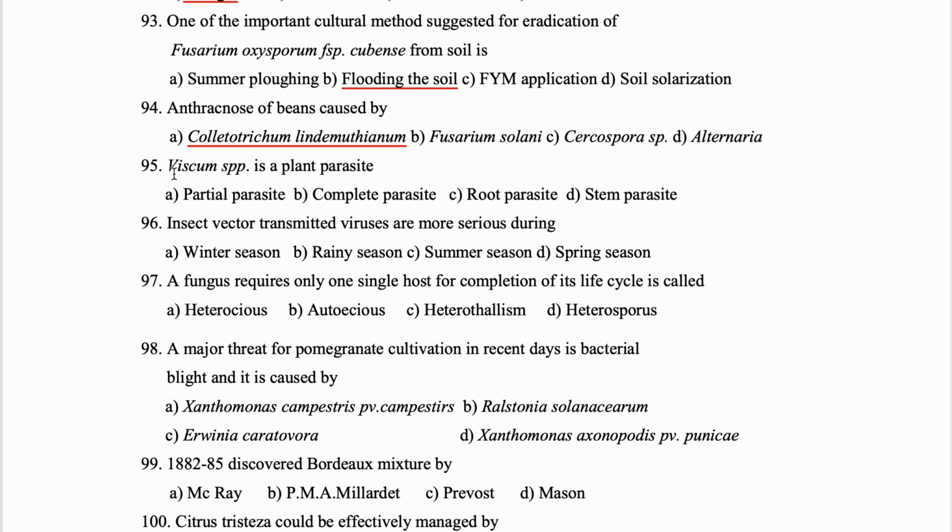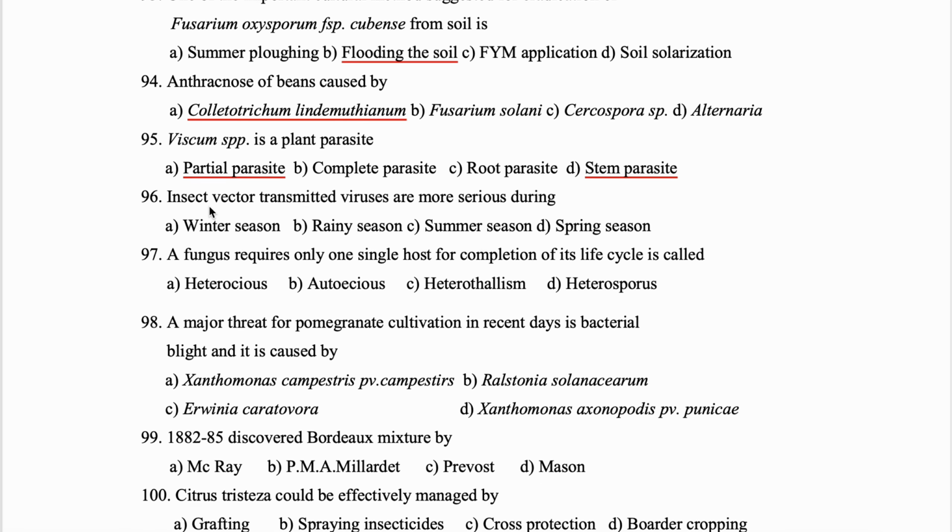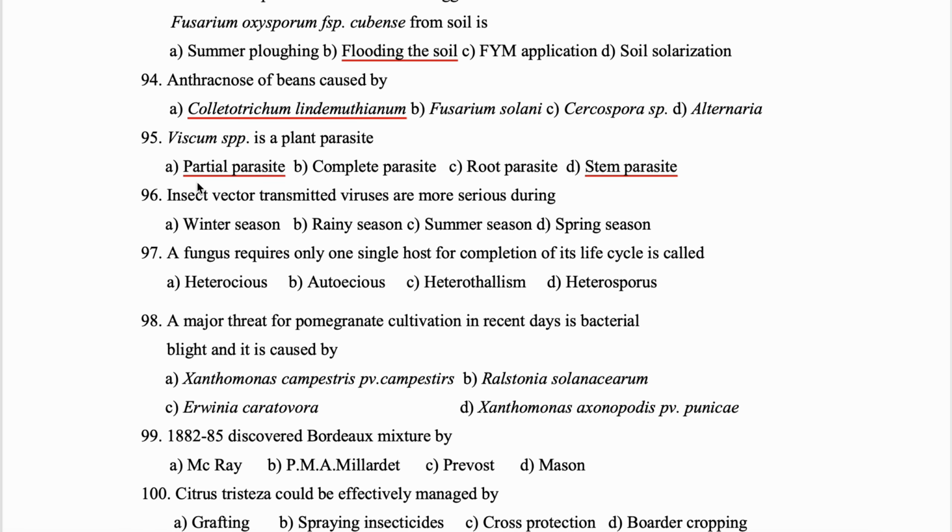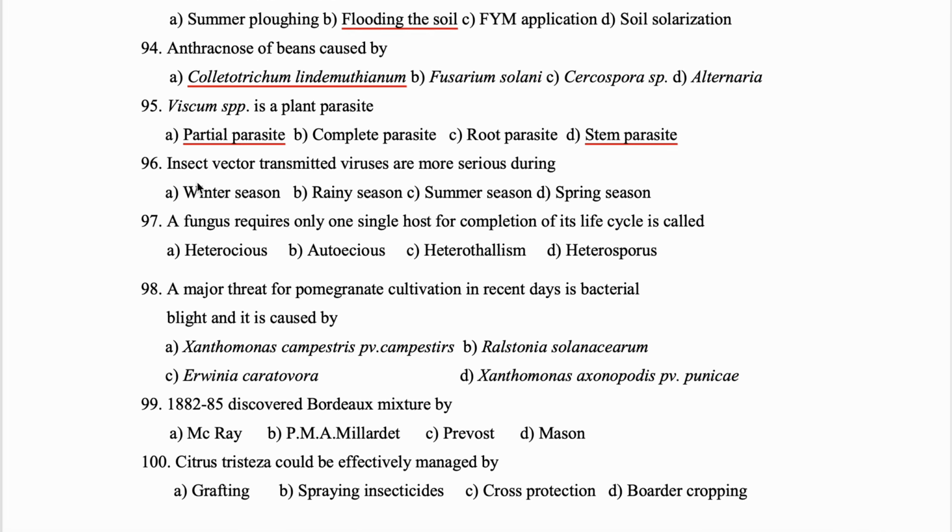Next, 95. Viscum species is a plant parasite. Which type of plant parasite is Viscum species? Viscum species is actually mistletoe. Now we have to know mistletoe is which type of plant parasite? One is that they are partial. Second, they are stem. That means they are partial stem parasites. So in this case, both option A and D are correct answers.